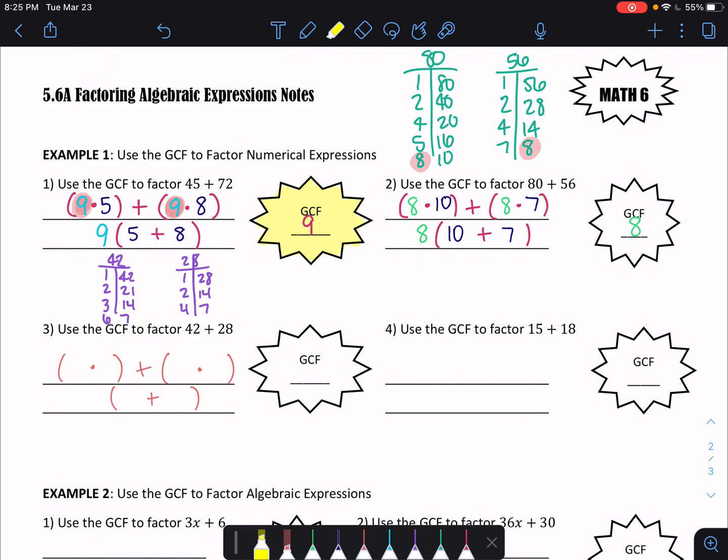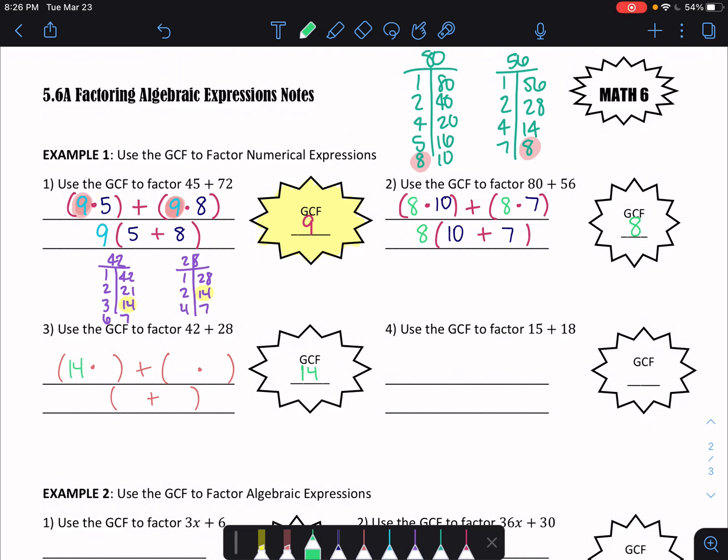Here I can see that they have a 14 in common as the greatest common factor. They have other common factors, but we want the greatest common factor, the biggest one they have in common. Many of us are going to choose 7 first. That's not the greatest common factor. That is just a common factor. 14 is the greatest common factor.